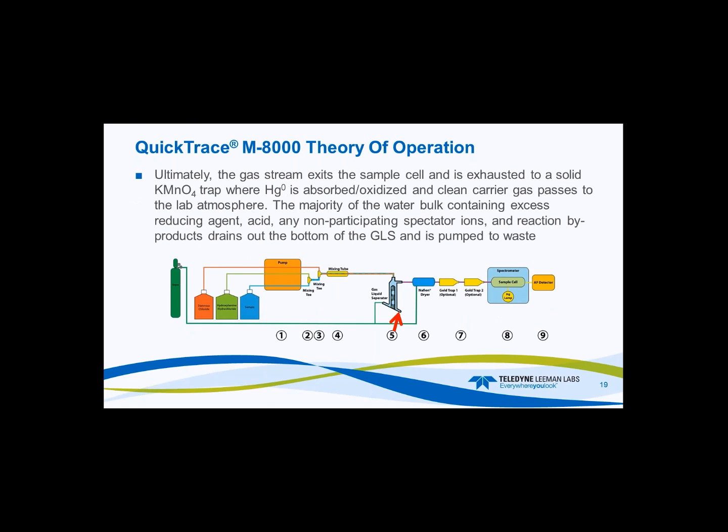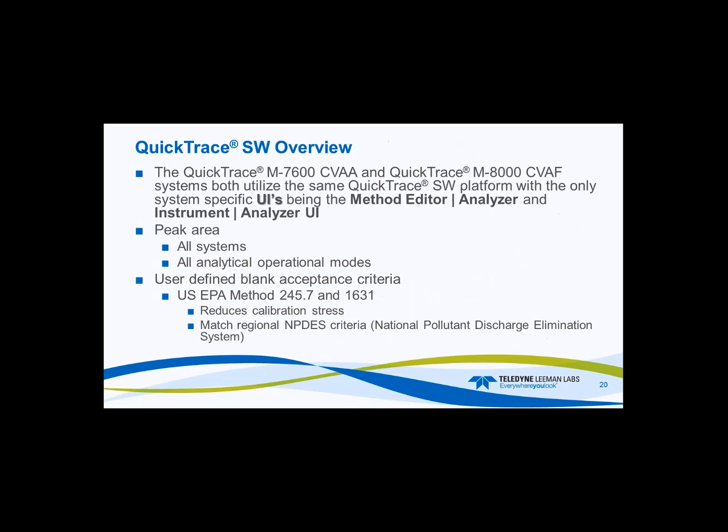And then all of the spectator ions in the waste come out the gas liquid separator, and they go to a waste reservoir, and the elemental mercury is swept out the back through the exhaust trap, and we actually trap that in a potassium permanganate vapor trap, so that reduces the mercury back to mercuric oxide, and the manganese is reduced. It oxidizes the mercury and reduces the manganese, and it efficiently traps the mercury.